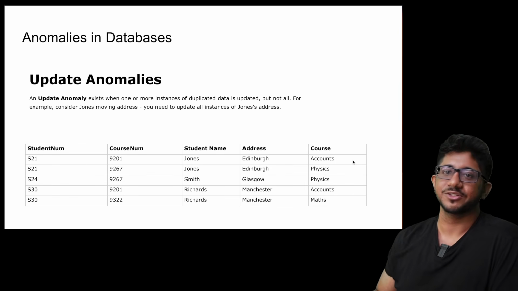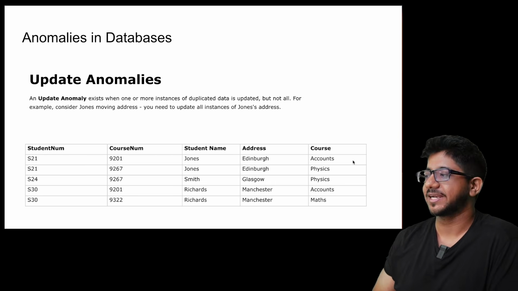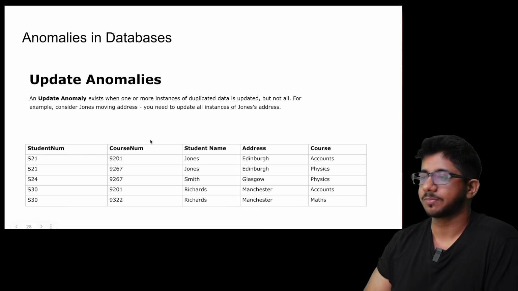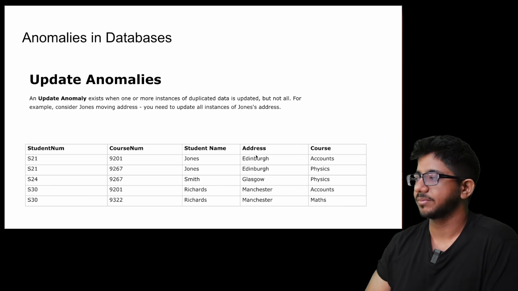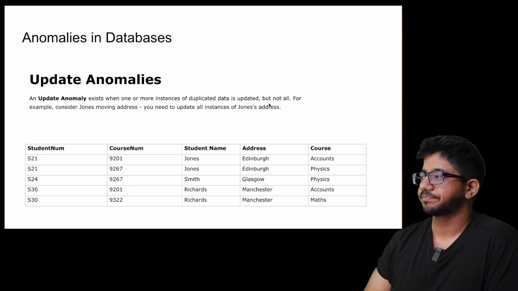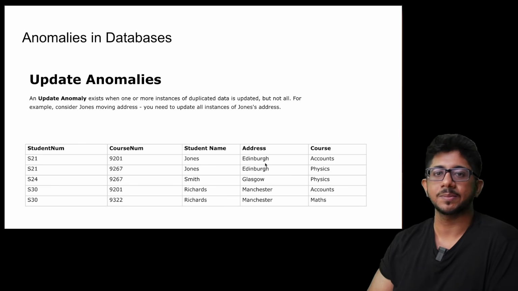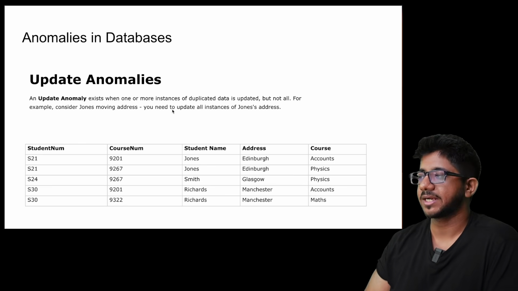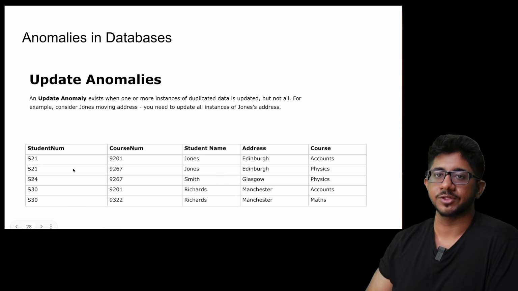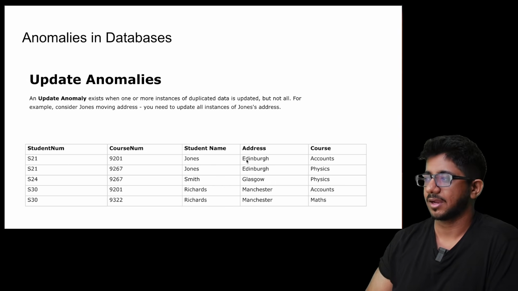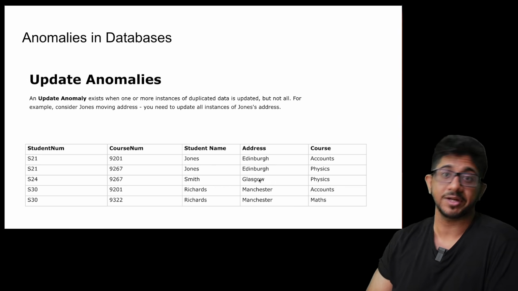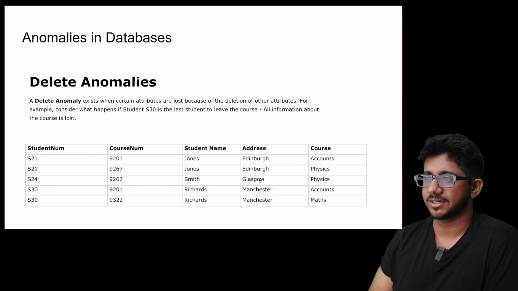Now you might be asked questions around anomalies in databases, like update anomaly. For an example, given this particular table, which is student, in which course number they are enrolled, their name, their address and course. Suppose Jones is moving from Edinburgh to some other location, right? If you want to update that, you have to update all the rows of this, which is bad because I cannot just find one row and update it. I have to find all rows and update them. That's a bad design, right?